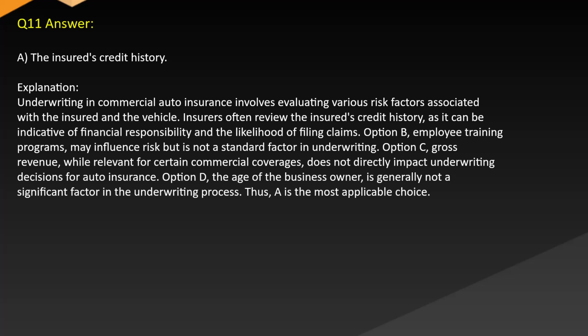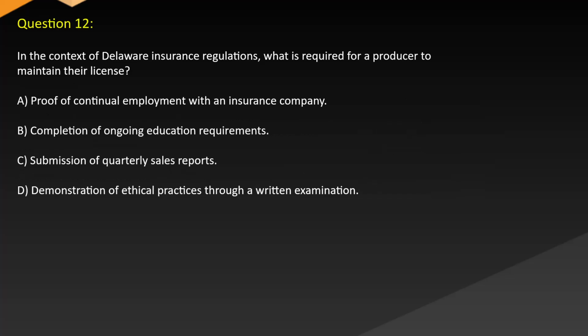Option C. Gross revenue, while relevant for certain commercial coverages, does not directly impact underwriting decisions for auto insurance. Option D. The age of the business owner is generally not a significant factor in the underwriting process, thus A is the most applicable choice. Question 12.